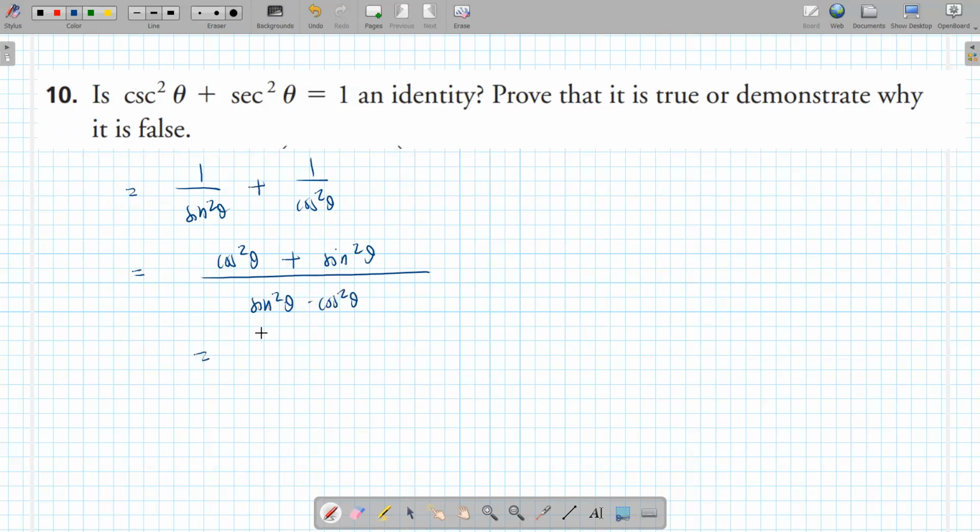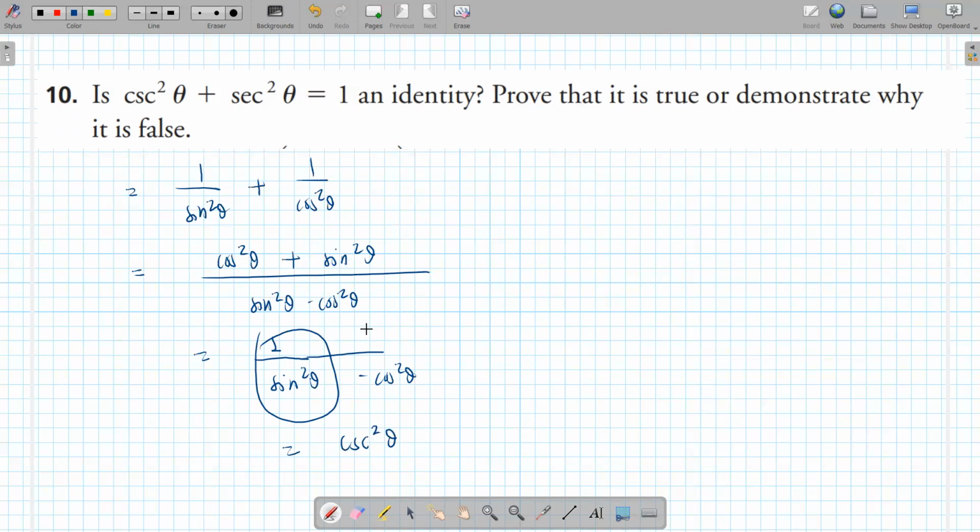What's cos squared theta plus sine squared theta? 1, right? And then you have 1 over sine squared. You can do it either way, actually. I'm going to show you both ways. You can do it like that. So this right here is going to be cosecant squared, okay?